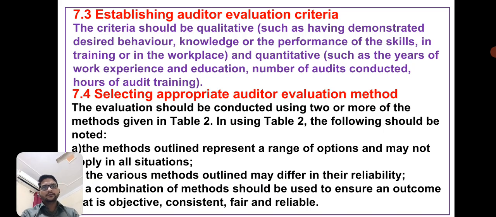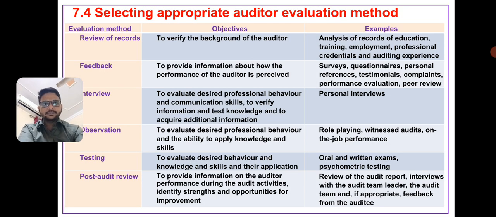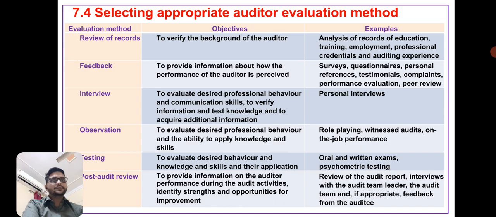Next is 7.4, selecting the appropriate auditor evaluation method. What are the appropriate auditor evaluation methods? First, the methods outlined represent a range of options and may not apply in all situations. Second, the various methods outlined may differ in their reliability. A combination of methods should be used to ensure an outcome that is objective, consistent, fair and reliable.